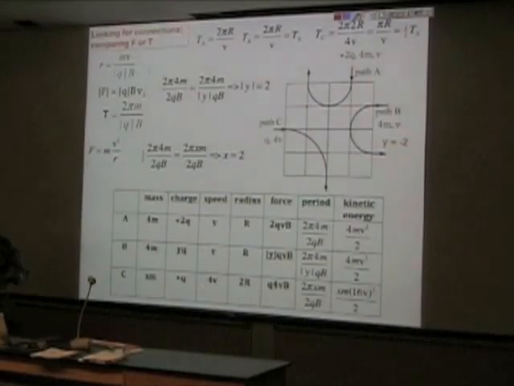And there's another way to calculate the same value. We could, again, instead of comparing forces, we would compare periods.